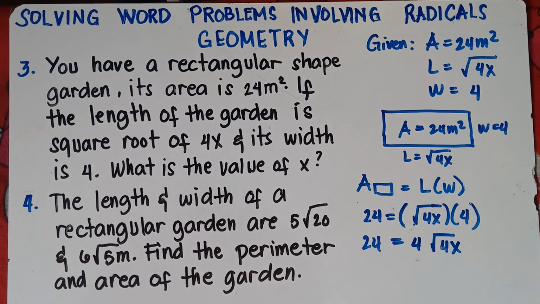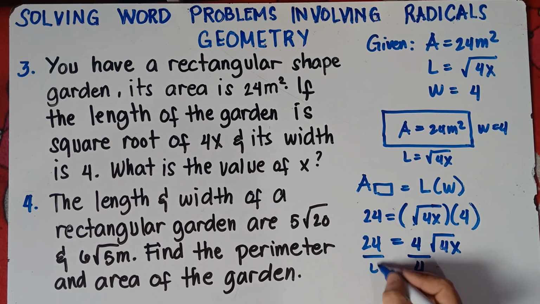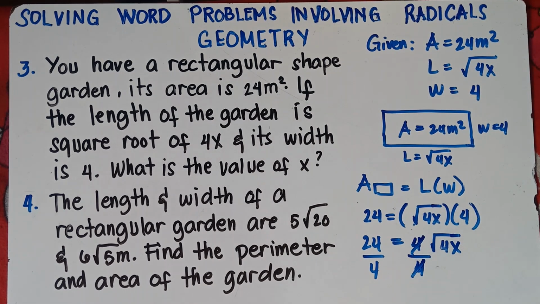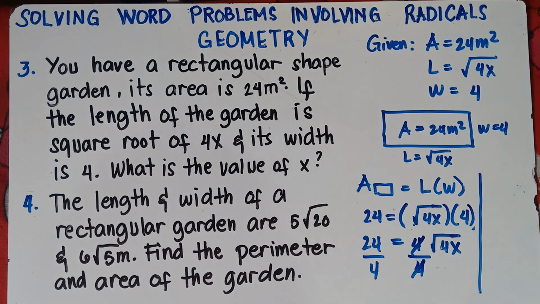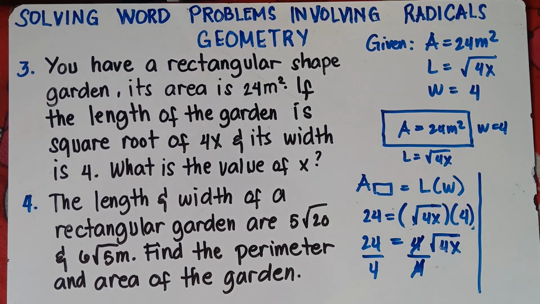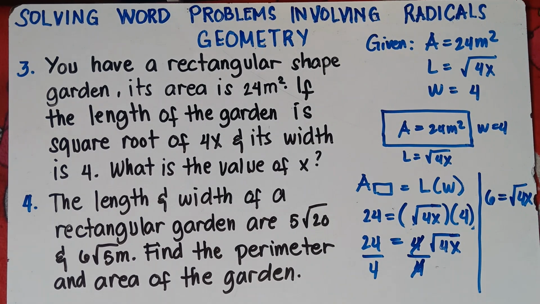Alright, and then to get the value of x, you divide both sides by 4, so that the remaining expression will be only square root of 4x. So divide by 4, cancel this out. And this will be 24 divided by 4. What's the answer? 24 divided by 4, that's correct, that is 6. So 6 equals square root of 4x.